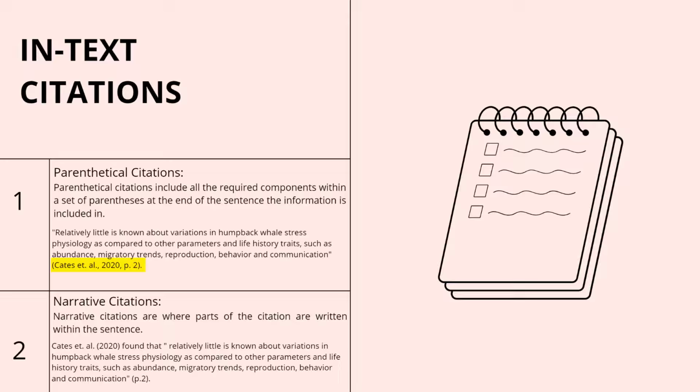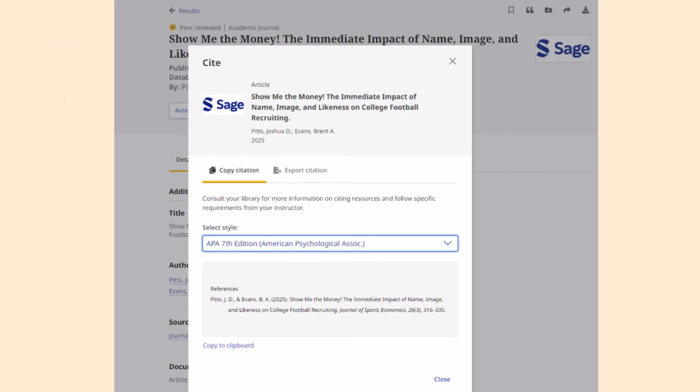Parenthetical citations include all the required components within a set of parentheses at the end of the sentence where the information is included. Narrative citations are where parts of the citation are written within the sentence, such as in this example here, where we state the author, put the publication date in parentheses, then include the page number in parentheses at the end.